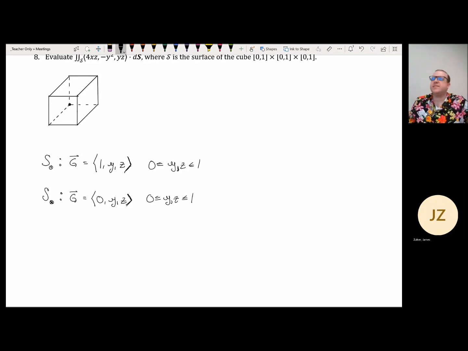Right, so for the front and back facings, your X is a constant, isn't it? For the front, X is 1. For the back, X is 0. Y and Z both vary from 0 to 1.